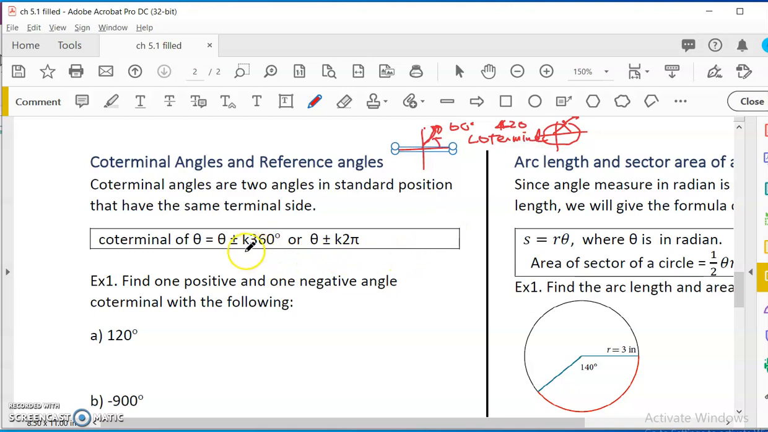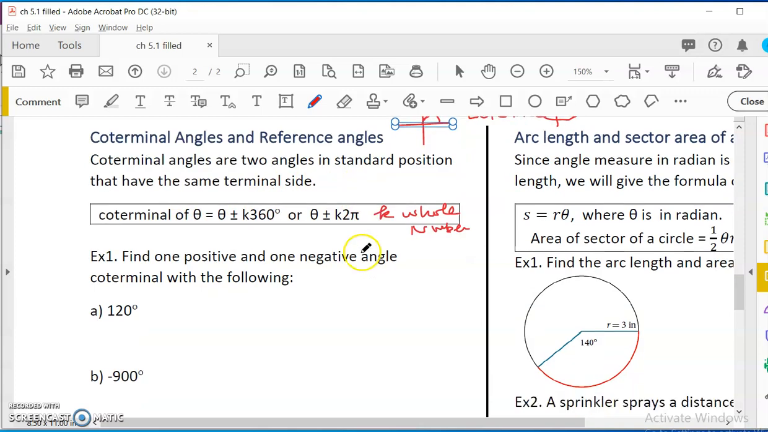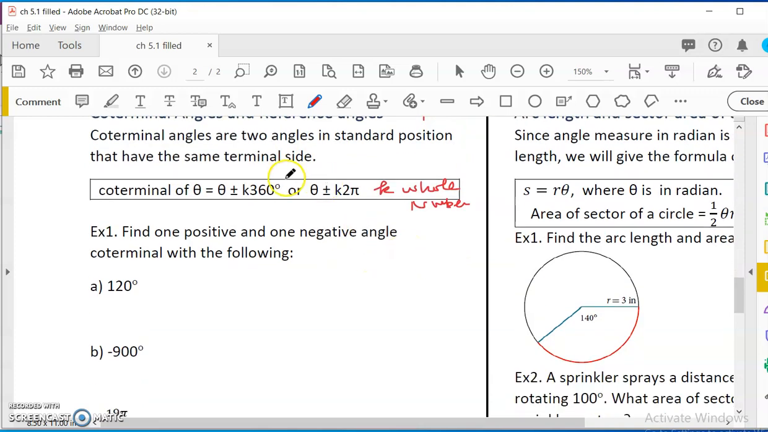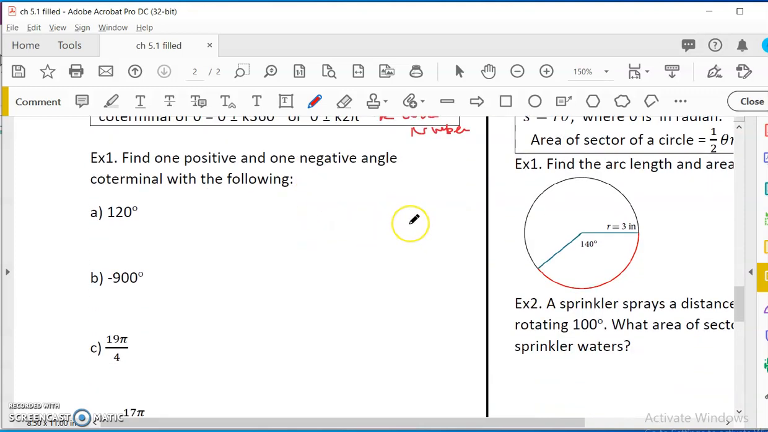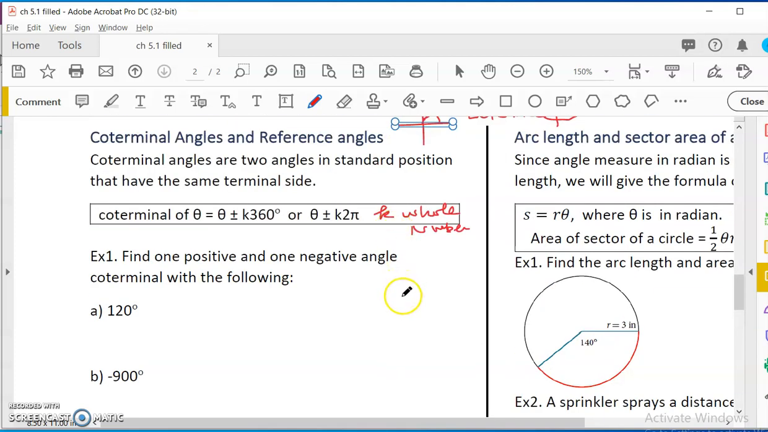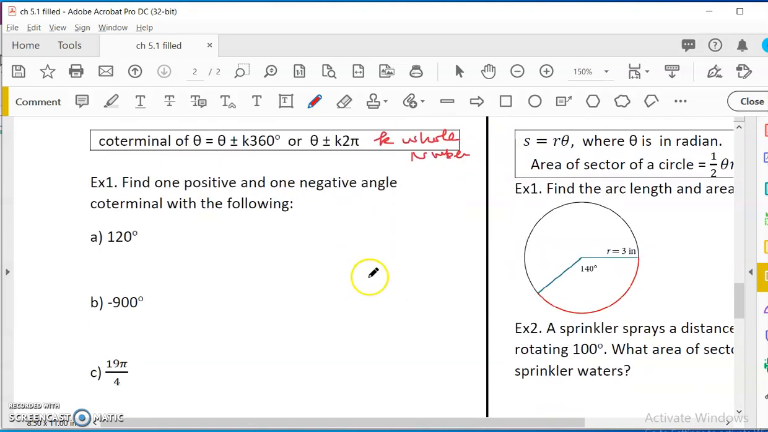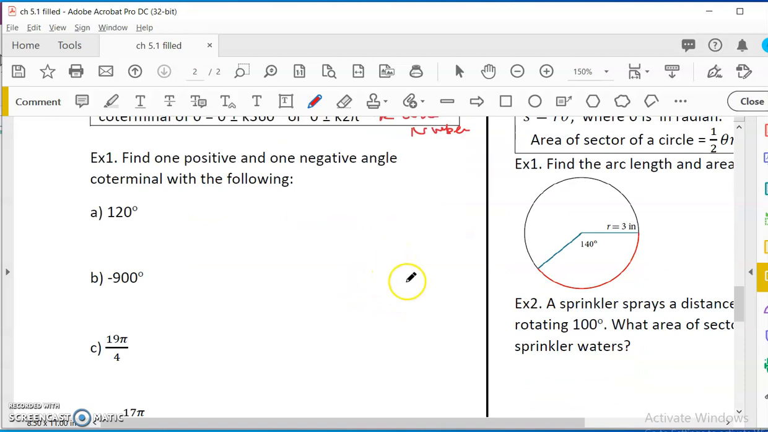And you can see if you do plus 360 times 1, plus 360 times 2, where k is an integer or a whole number, or minus 360, minus 2 times 360, 3 times 360, they're all coterminal. And for radians, if you add 2 pi or subtract 2 pi, they're also coterminal. This is very important, because when we define a trig function, how do we know that it repeats? It repeats because they are coterminal.